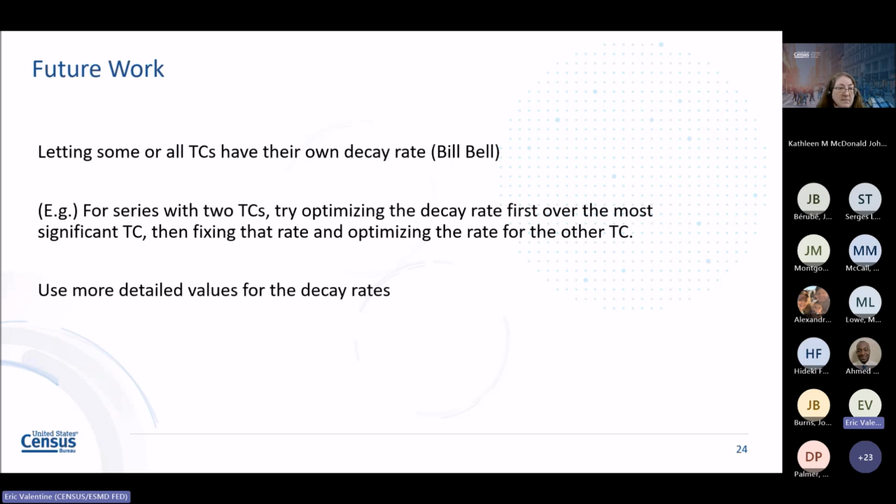Some future work may include letting some or all of the TCs have their own decay rate. For a series with 2 TCs, I could try to optimize the decay rate first over the most significant TC, and then I could fix the rate and optimize the rate for the second TC. Something similar could be done for series with more than 2 TCs. Another thing would be to use more detailed values for the decay rate.